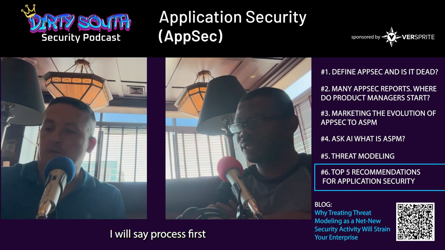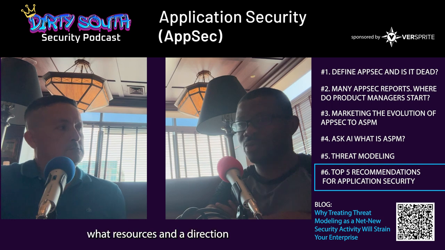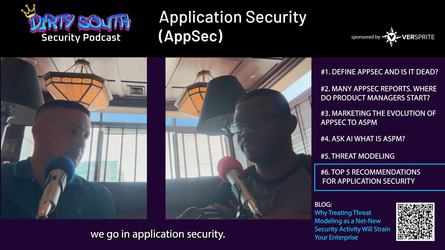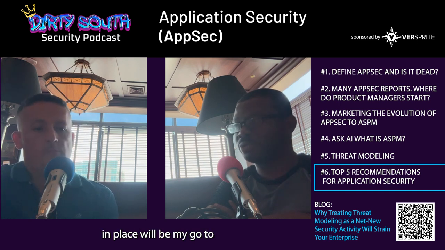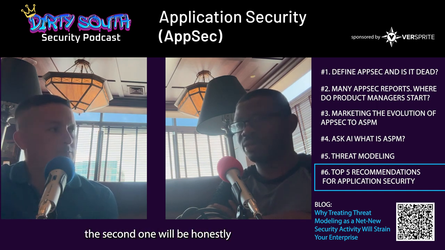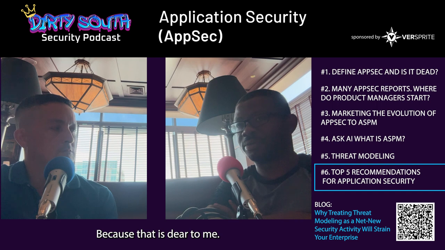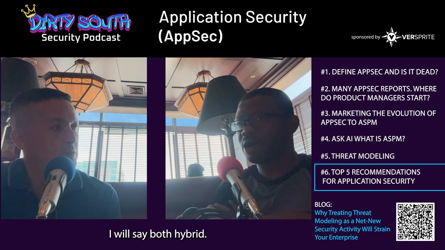I would say process first, because the process will define what resources and the direction we go in application security. So I'll say having the right process in place will be my go-to. The second one will be, honestly, addressing resource constraints. Okay. Because that is dear to me, and I've seen a lot of people getting burned. In-house, out-house, both? Hybrid? I'll say both.